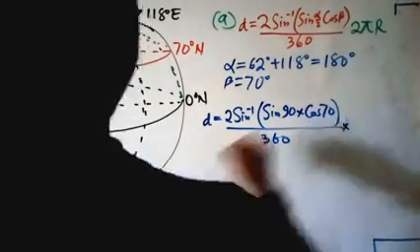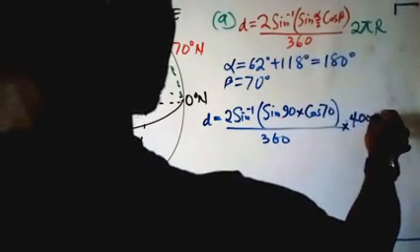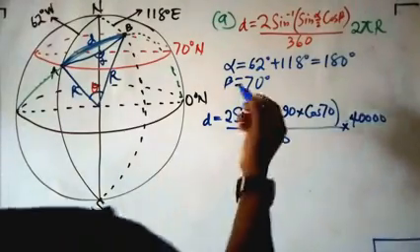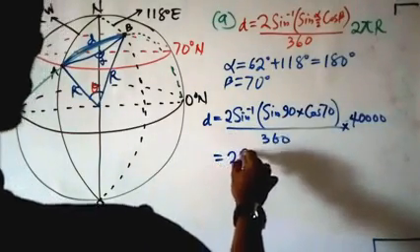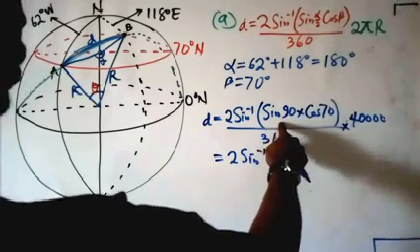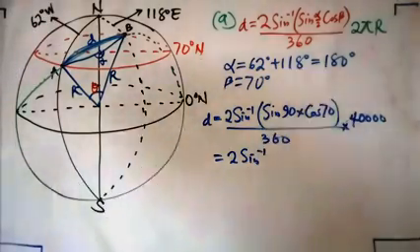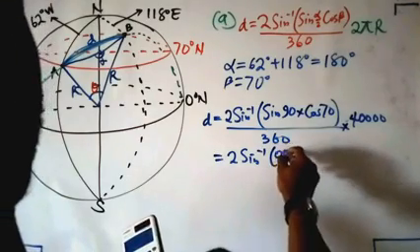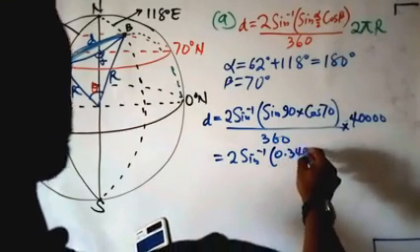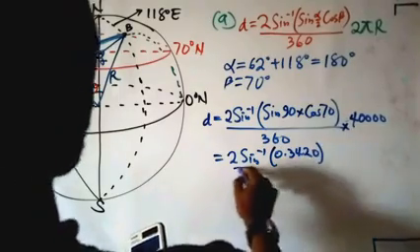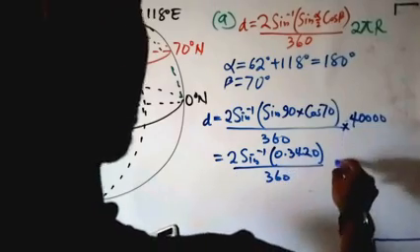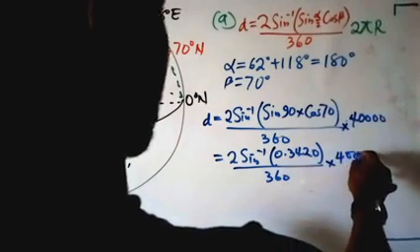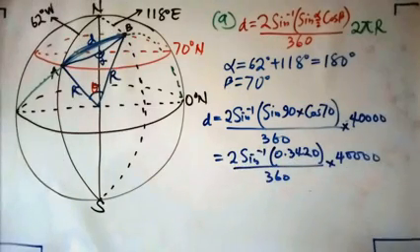Okay, we said we should use 40,000 to make the workings easier. Let me just clean this and put 40,000. Let's keep working. If I do this, I'll have 2 arc sine. Sine 90 is 1. So let's look for cos 70. Get my calculator and look for cos 70. Cos 70 is 0.3420. Then over 360. And this times 40,000. Let's work this out.